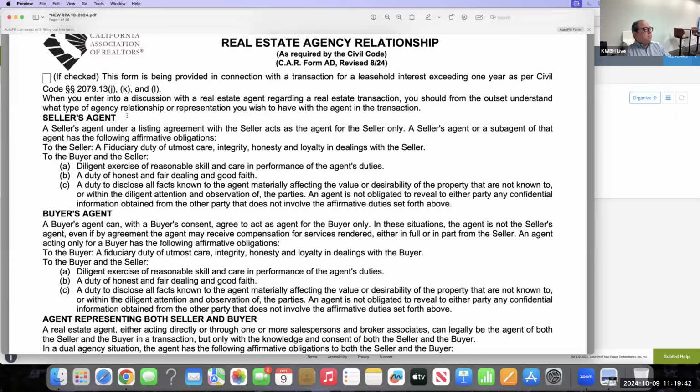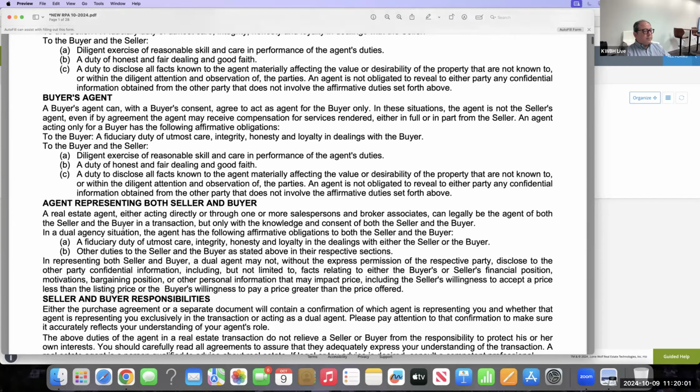And our broker represents both. We're talking about the broker. Okay, what are our duties? We always have a duty to be honest and fair. And we have to disclose anything we know to the buyer, right? We have to disclose.